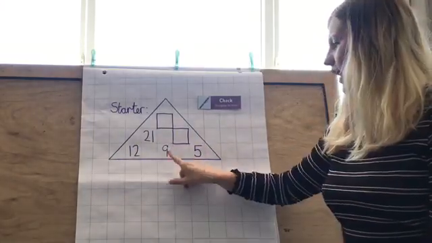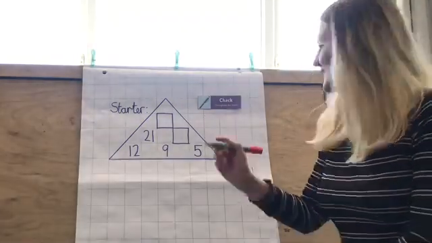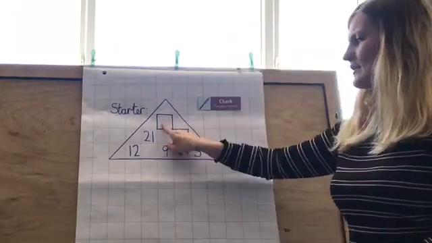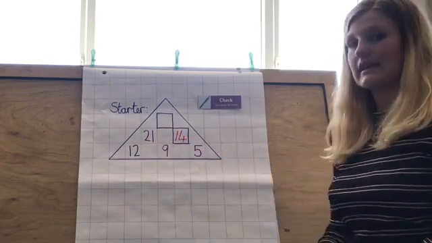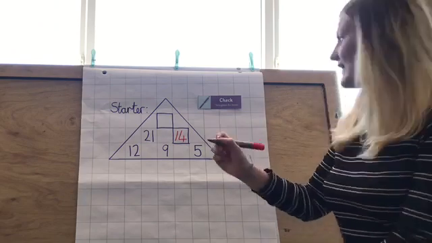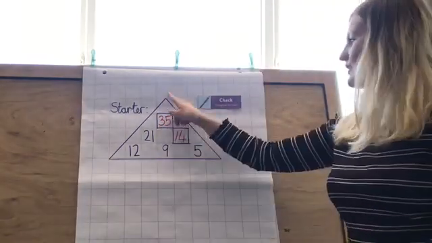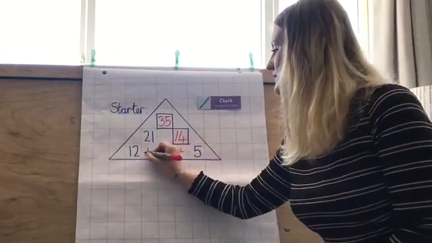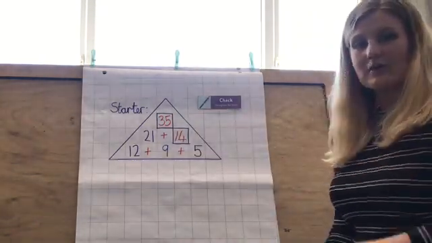So now let's do 9 add 5. What's 9 add 5? Brilliant, it's 14. Okay? Now to get to this number, we need to do exactly the same. 21 add 14. Now I'm hoping lots of you can do this one in your head. Brilliant, it's 35. Hopefully your pyramid looked like this. And remember, we had to add the numbers together to make the number at the top. Great job, guys.